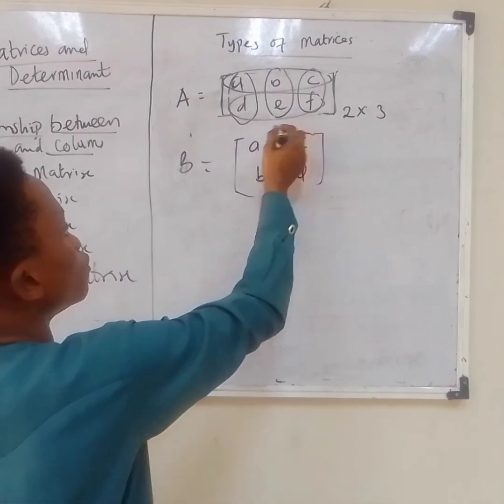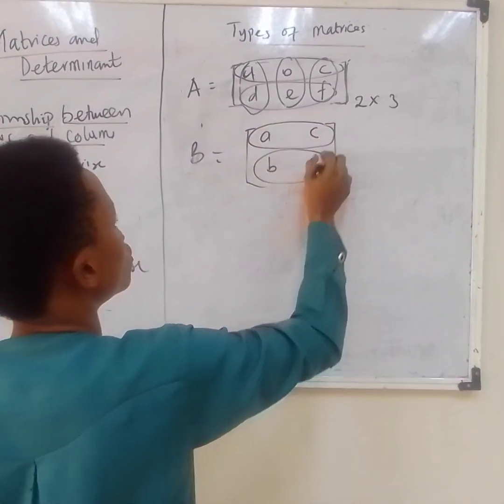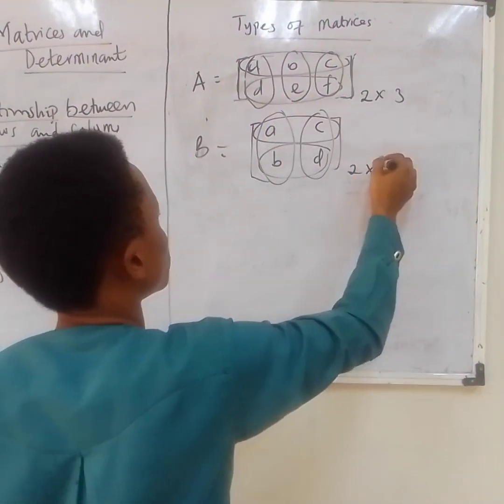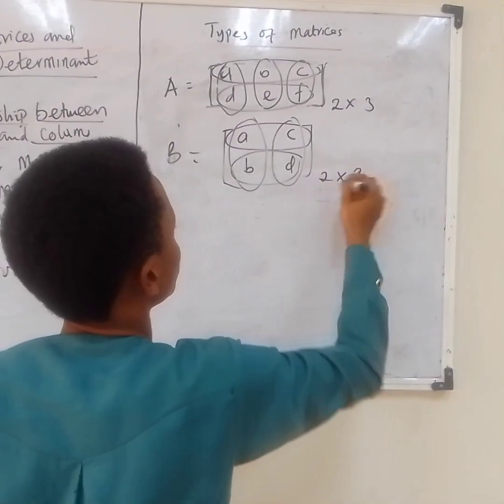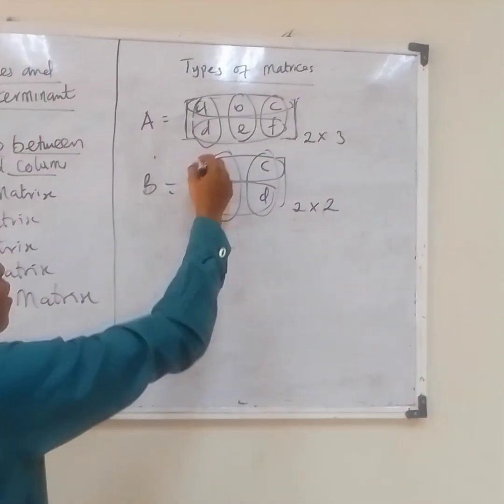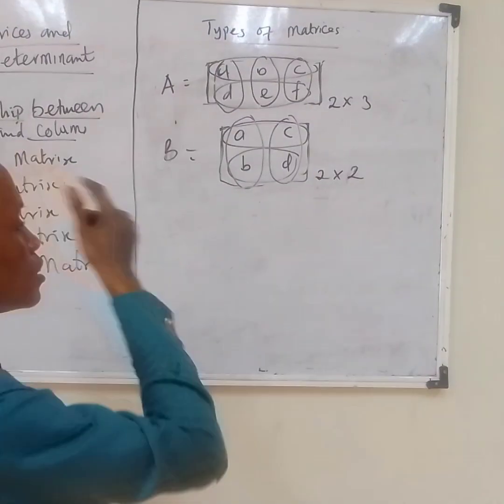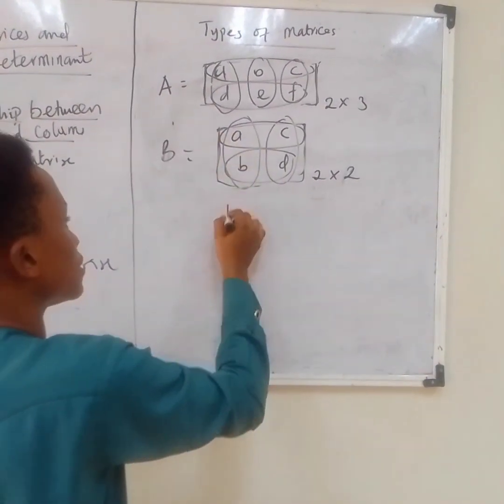The number of rows, 1, 2, is the same thing as what? The number of columns, 2. So definitely this is a square matrix. This is a square matrix.